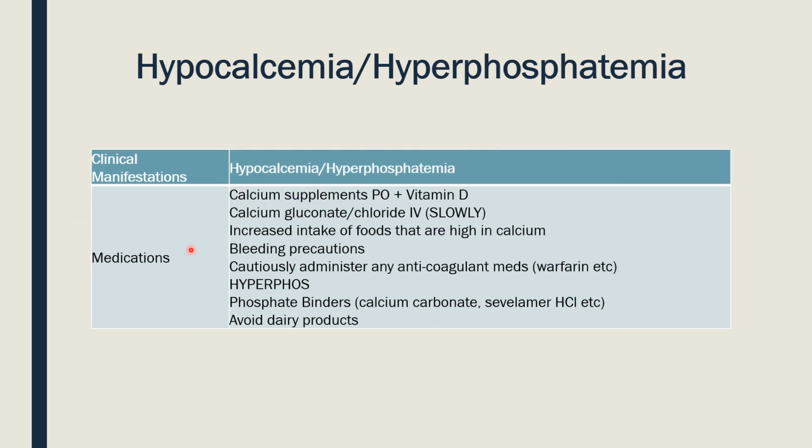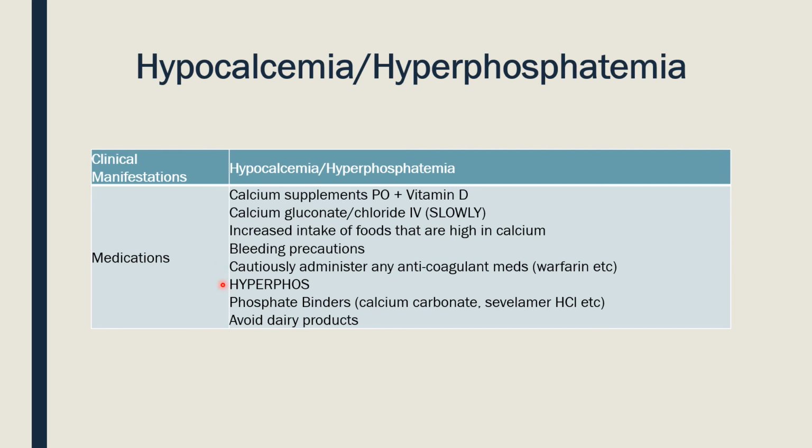Now, medications. If your patient has low calcium, then you want to give calcium. You can give calcium by mouth, but make sure they have vitamin D. You can give it IV, but very slowly, because it can drop the blood pressure. You want to educate your patient about increasing calcium sources of foods in their diet. And you want to put your patient on bleeding precautions because they have a tendency to bleed if their calcium is low. Be cautious when administering anticoagulants or blood thinners like warfarin.